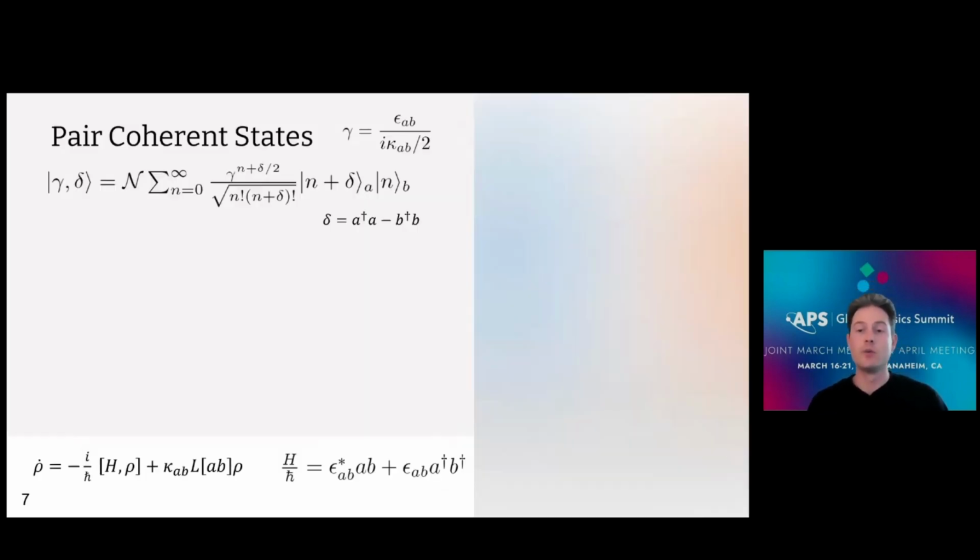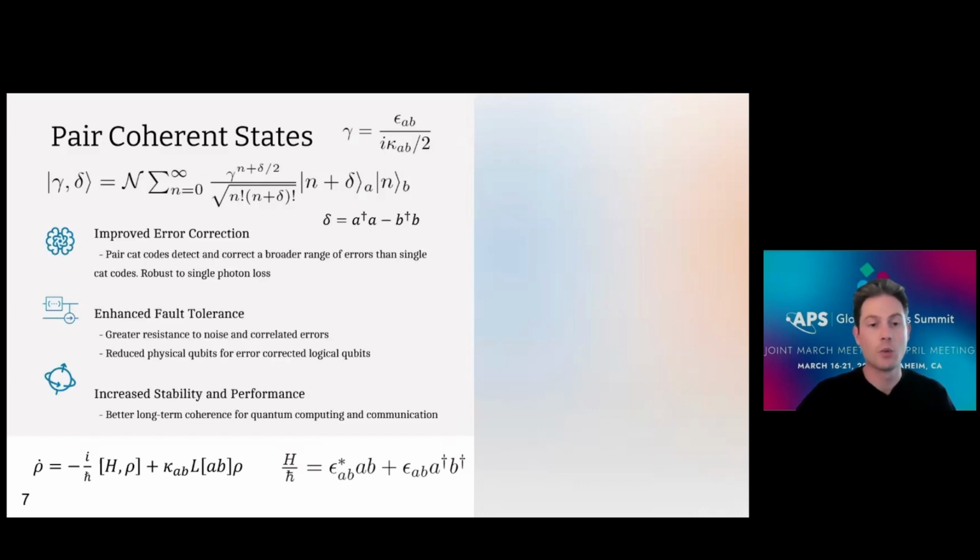So while this is good, we might be able to do something better using what's called pair coherent states, which are robust to single photon loss, meaning they can detect and correct a broader range of errors than single cat codes, which can enhance fault tolerance and increase stability and performance for different quantum computing applications and communications.